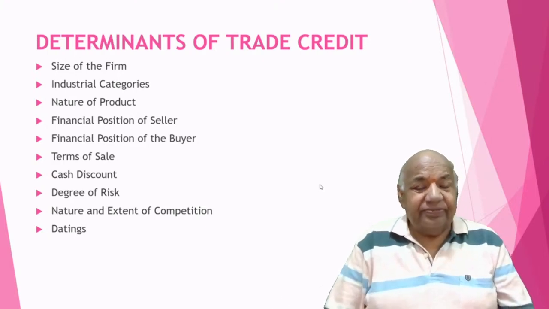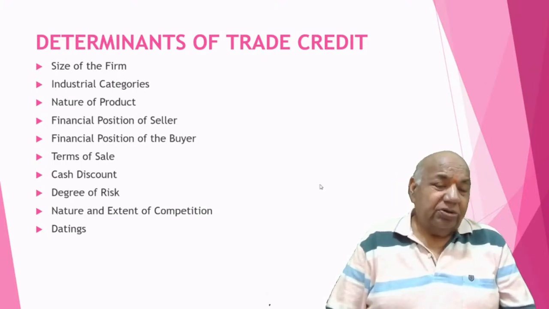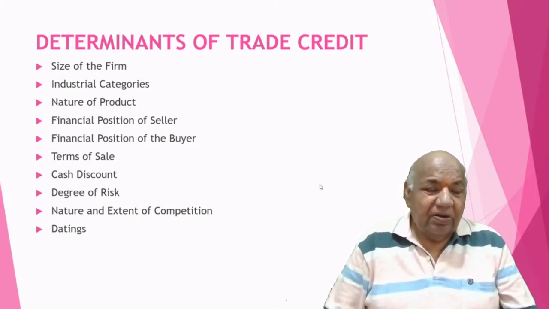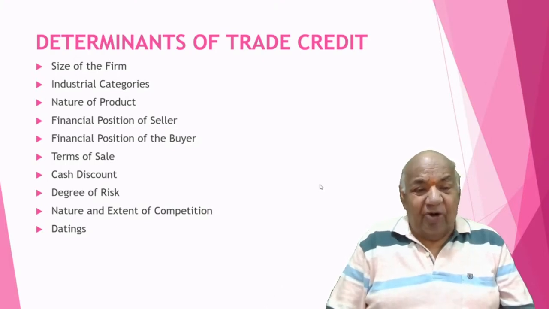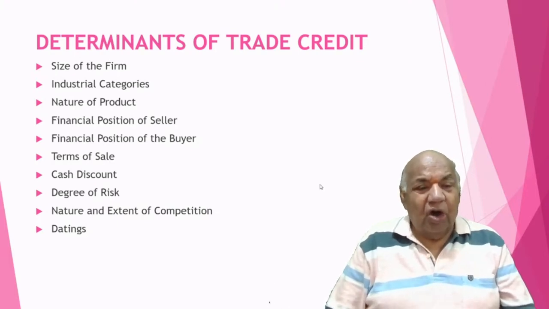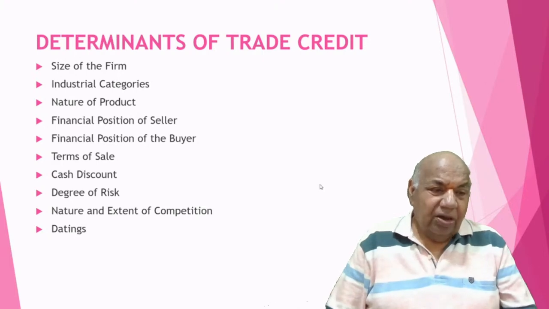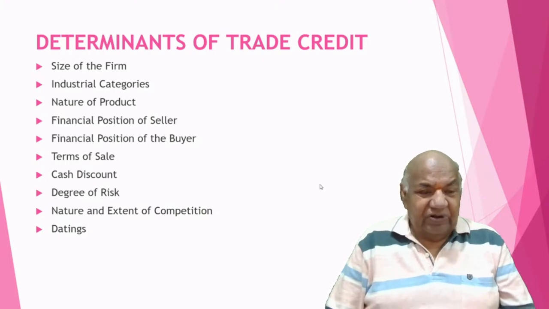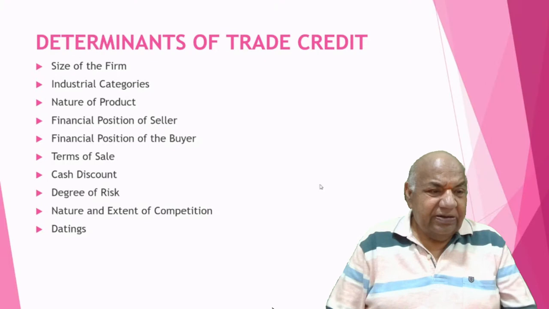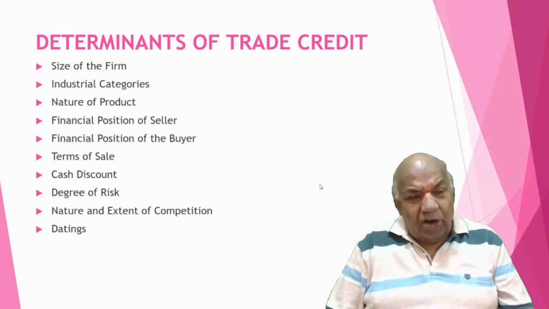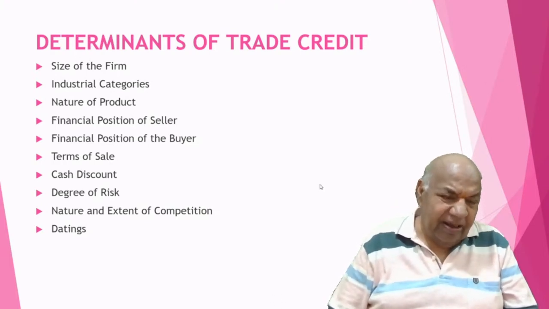Financial position of the buyer. If the financial position of the buyer is strong, the seller will not mind giving him larger credit. But if the financial position of the buyer is not strong, the seller will hesitate to give goods on credit. Terms of sale. If the terms of sale is only cash, then there is no question of trade credit. If the goods are sold on credit, then certainly there will be trade credit.